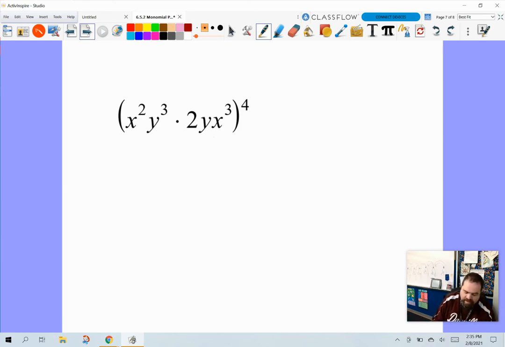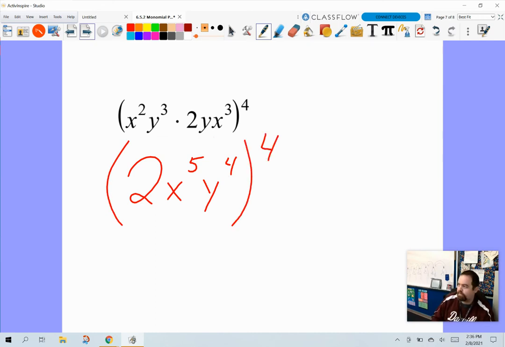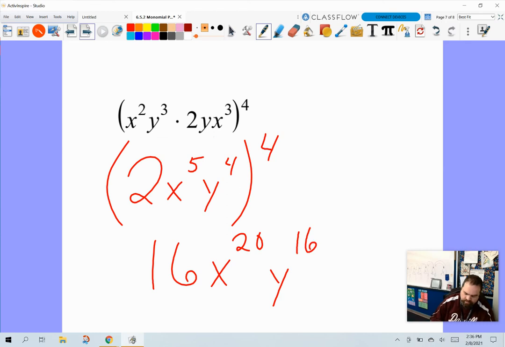Okay, I'm going to simplify the mess inside the parentheses and then take that to the fourth power. So I've got an x squared y cubed times 2yx to the third. So my coefficient comes first. Then I've got an x to the fifth, 2 plus 5, and then y to the fourth, 3 plus 1, and all of that is to the fourth power. So 2 to the fourth power is 16, x to the 20th, y to the 16th. Power to power, you multiply.